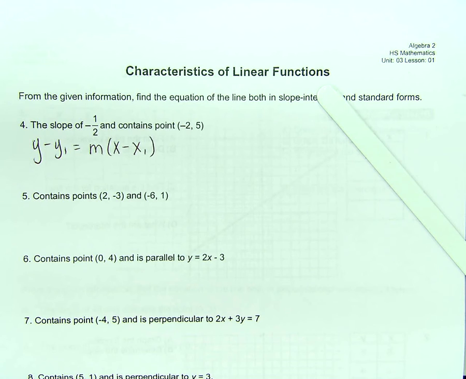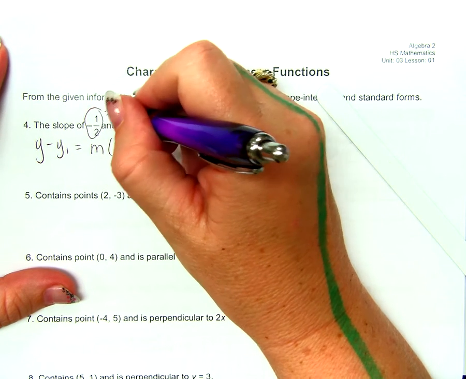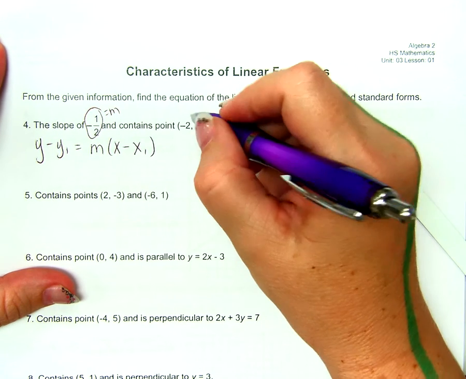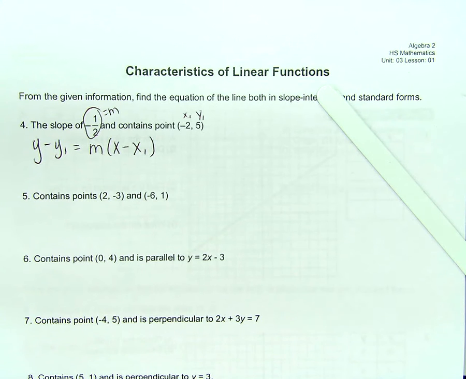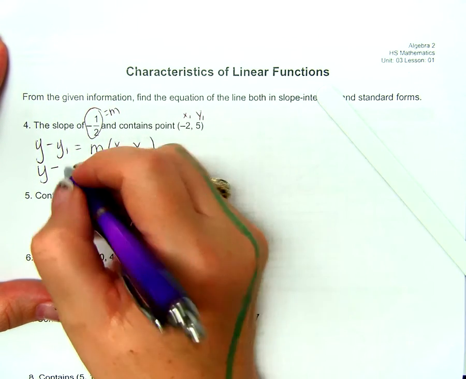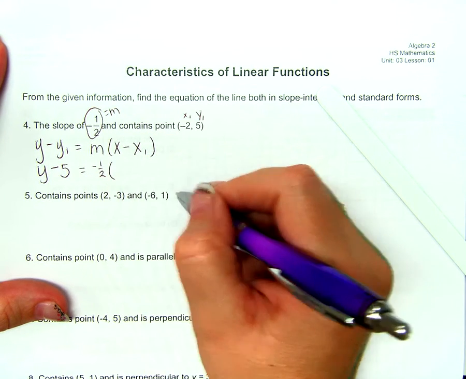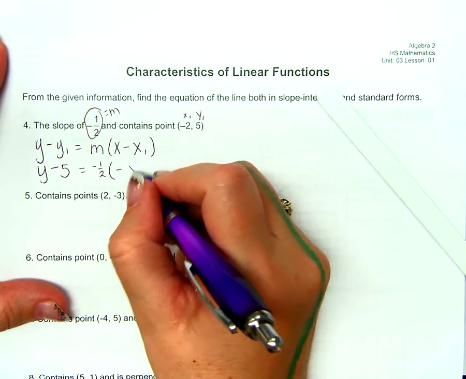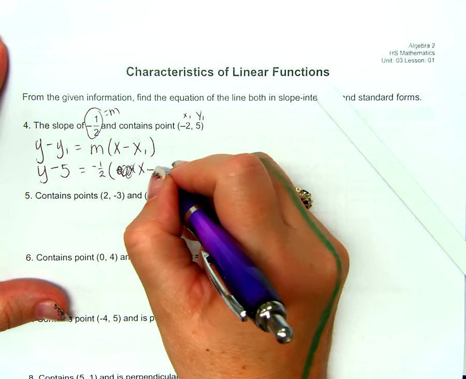Well, our slope is m, right? And this is our x sub 1, and this is our y sub 1, right? So really all that we need to do is plug everything in, substitute everything in. Okay? So y minus 5 equals -1/2 times x minus, what did I write? X minus -2.